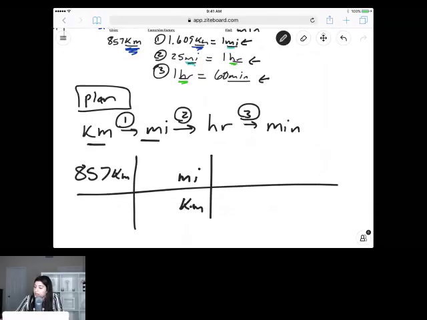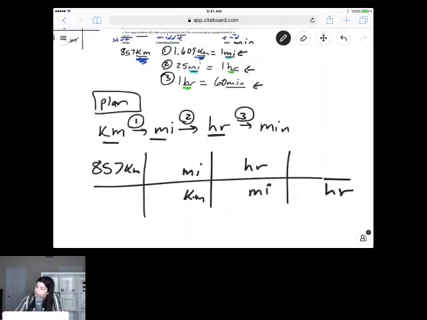Our kilometers would then cancel. And then we want our miles to cancel. So we'll place those across from each other. Now we're here getting to hours. We have another conversion factor. And then now we want our hours to cancel to get to minutes, which is what we wanted all along. So I'm going to put everything in between.